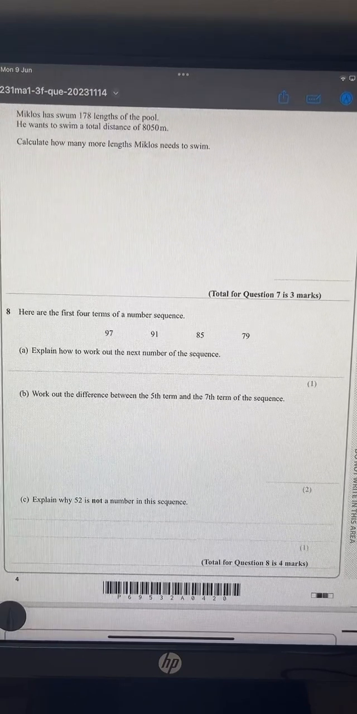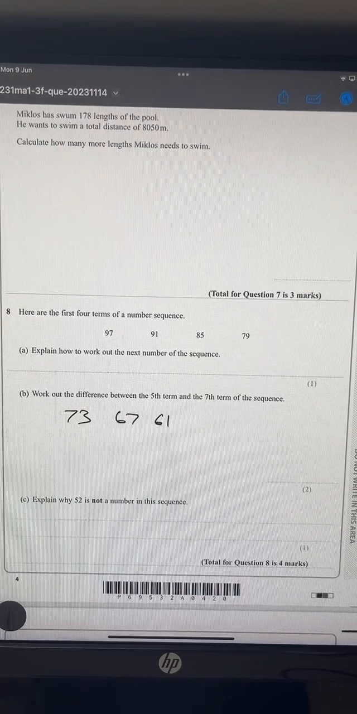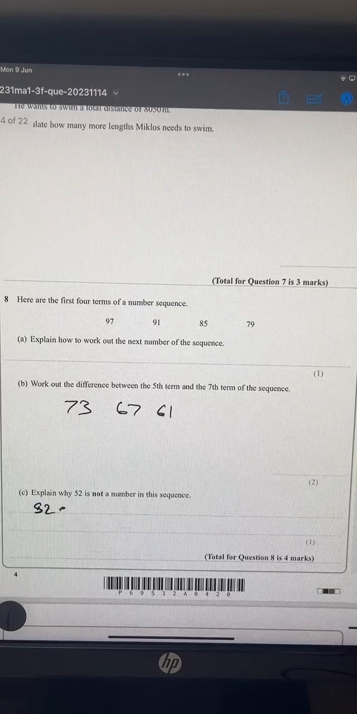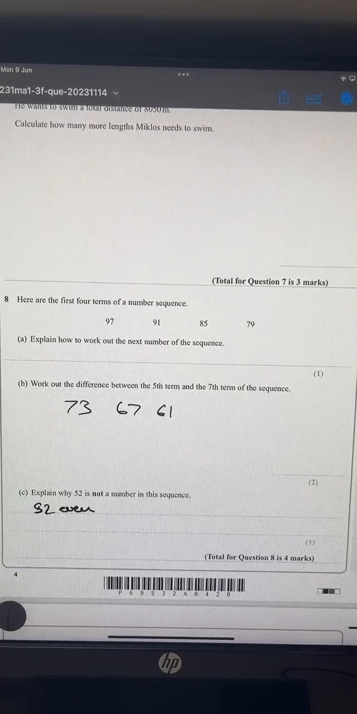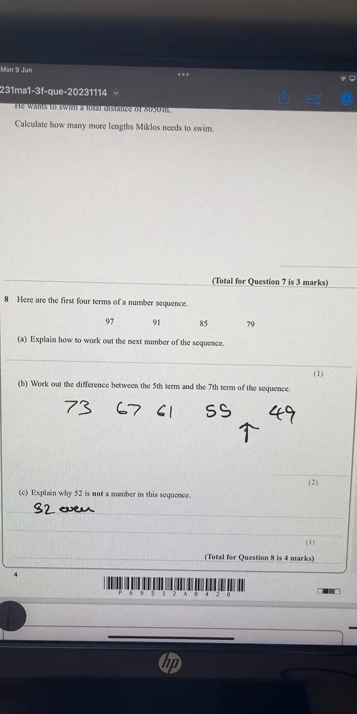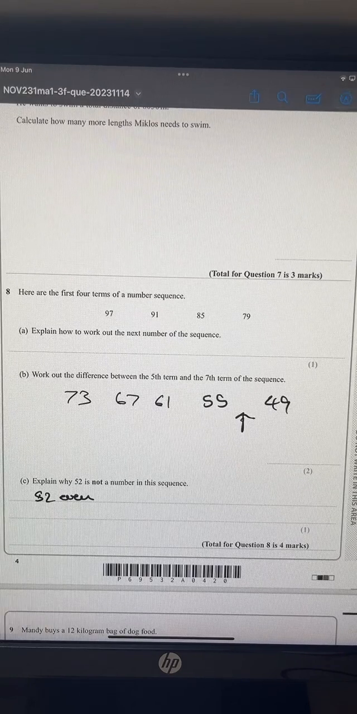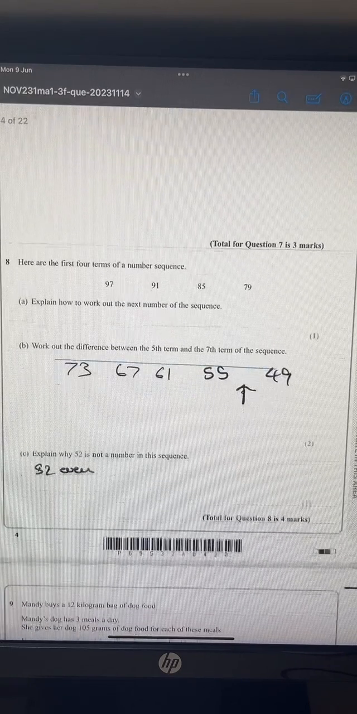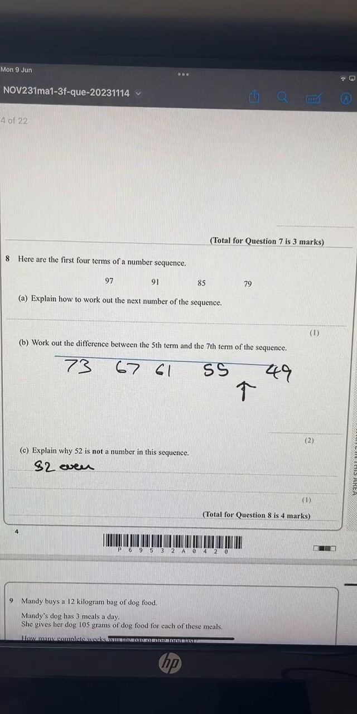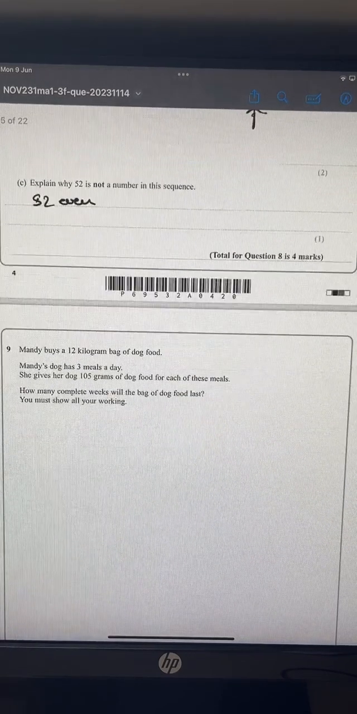So if I subtract 6, 73, then I have 67, 61. Then if I subtract 6 again, I have 55, and then again 49. Well, 52 is somewhere there, right? So it doesn't exist. So I could just say that it goes to 55, then 49. So you don't reach 52, which is why it's not in the sequence. Either one of those reasons is fine. How's this? Hopefully this is making sense so far.